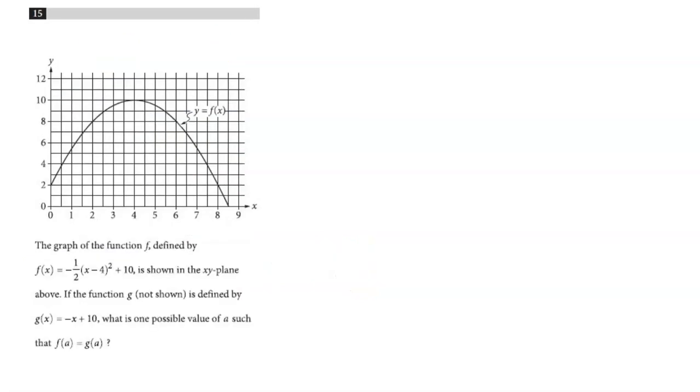Number 15, looks like we have a quadratic. It's kind of inverted, going upside down. So it says the graph of the function f is defined by f of x equals negative 1/2, and so on, shown in the xy plane above. If the function g, which is not shown, is defined by, so they're giving me an equation. Let me just jot that down. So I know that g of x is negative x plus 10.